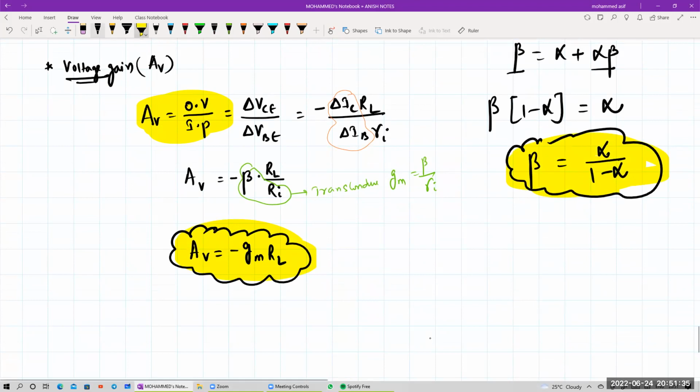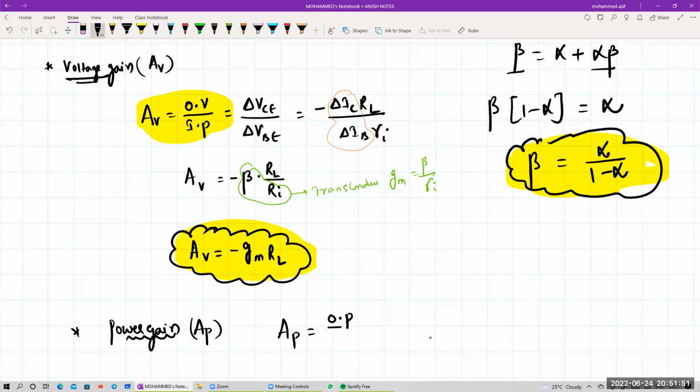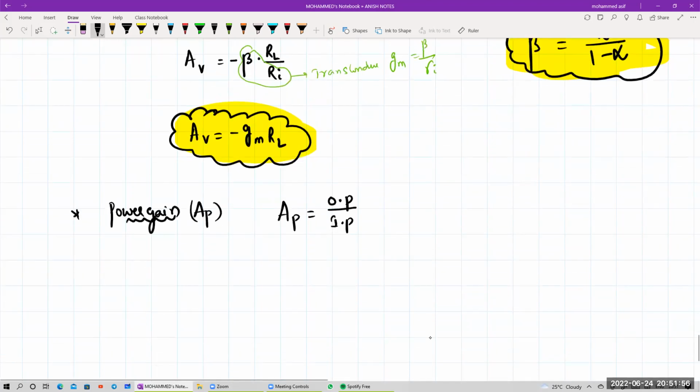After that, one more very important term, that is power gain. Power gain is represented by AP. How do you represent power gain? Power gain is equal to output power divided by input power. So how do you write the power? P is equal to V into I.